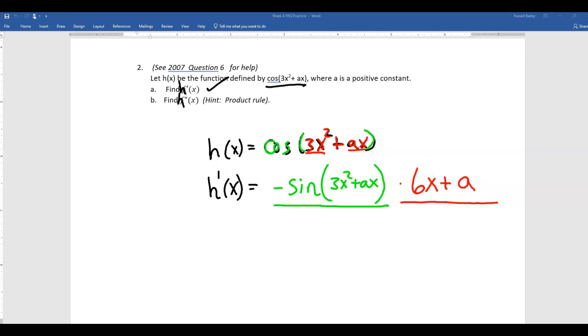So a is kind of like a number. Like if that was 3x, the derivative would be 3. But in this case, since it's ax, the derivative is just a. So there's my first derivative, and that's part A, and that would be worth 1 point.